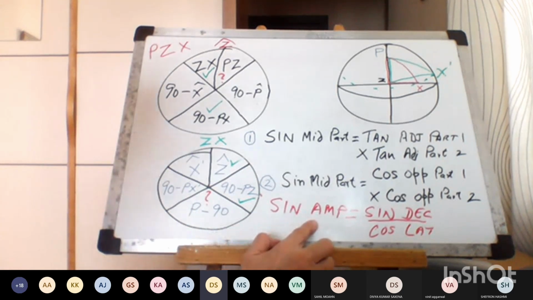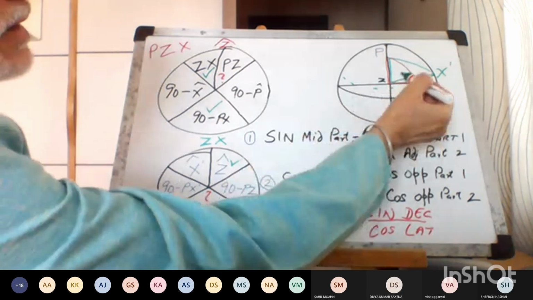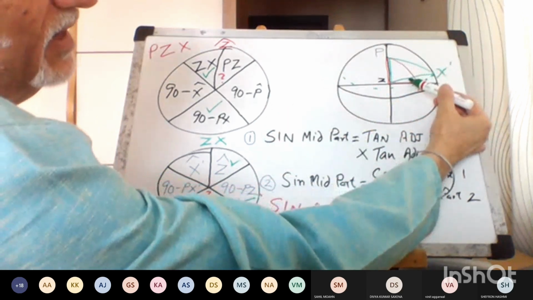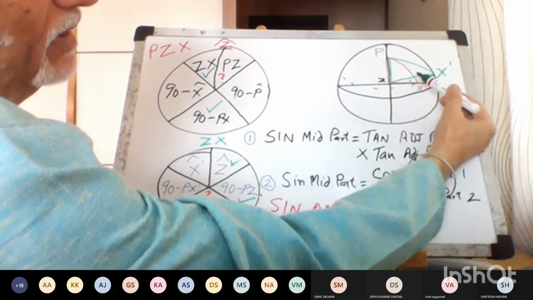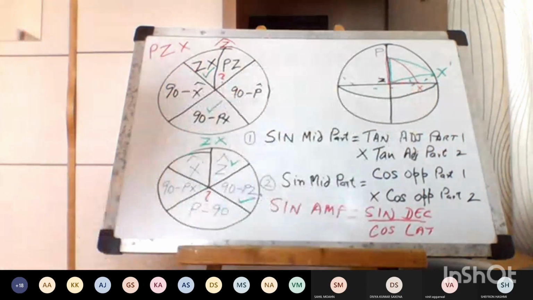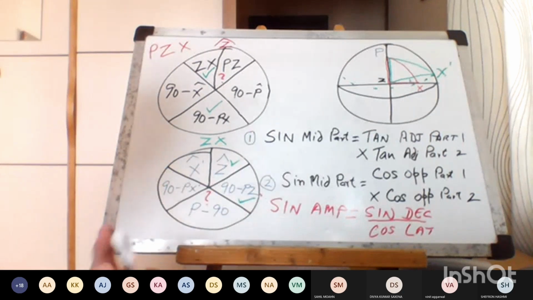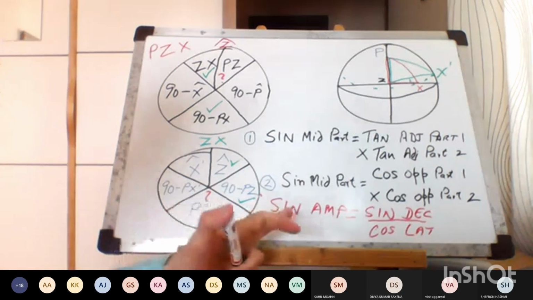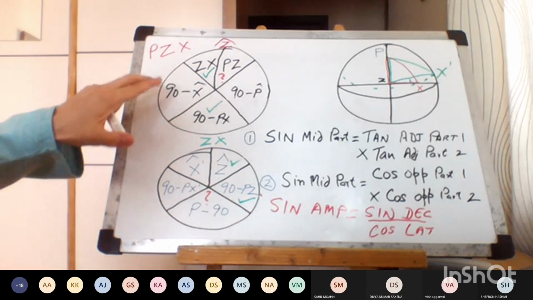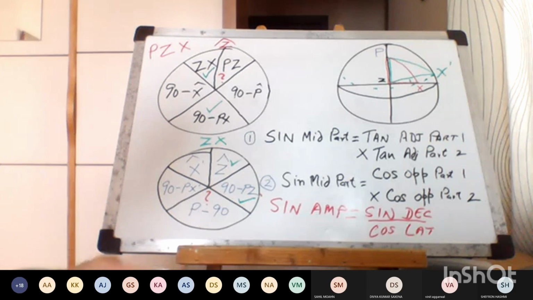Number one, amplitude is the mid part. Amplitude is 90 minus azimuth. If you see in this diagram, for a rising body, this small angle Z is the amplitude. And in the PZX triangle, the large angle Z is the azimuth. So amplitude I can say is 90 minus azimuth. So there is some sort of similarity over here. Angle Z or 90 minus Z, whatever.